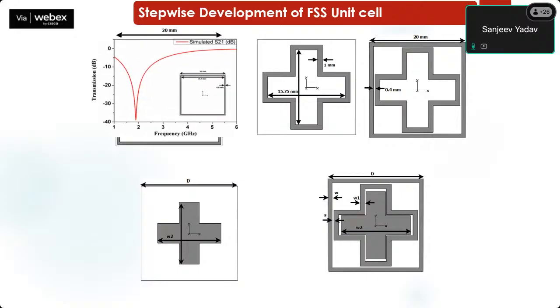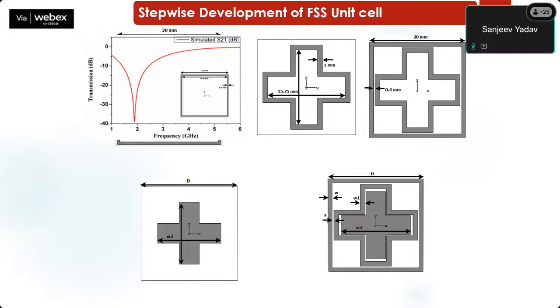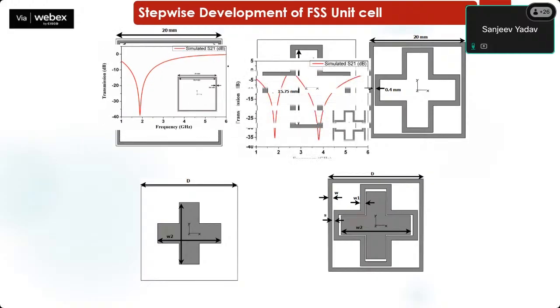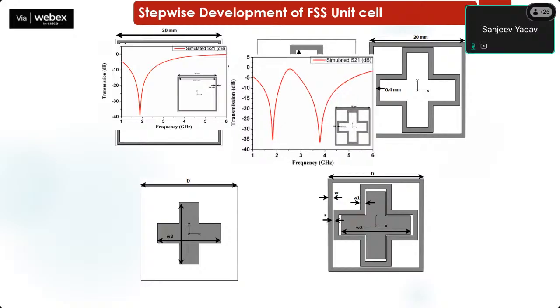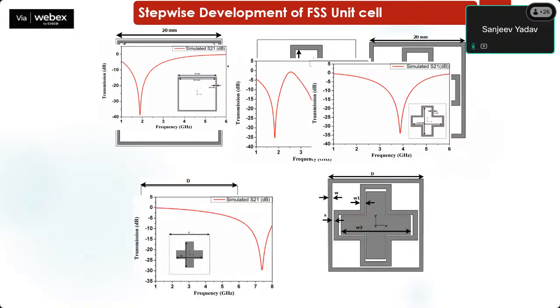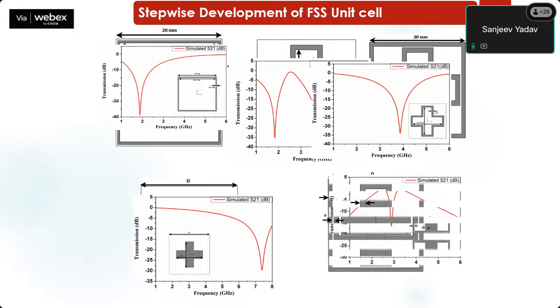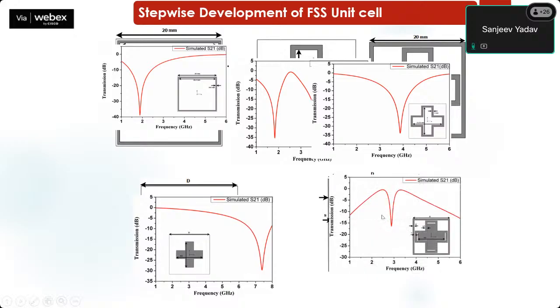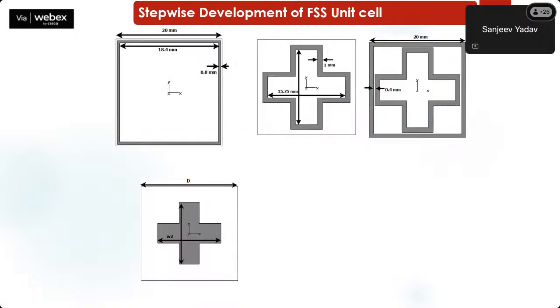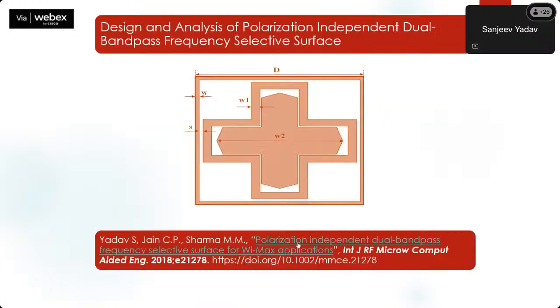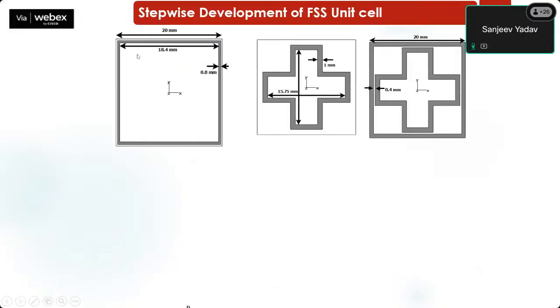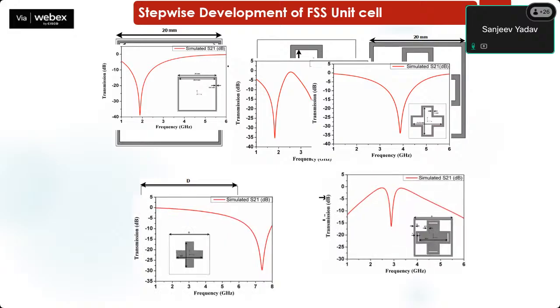For the first one, we are getting the resonance at approximately 1.8 gigahertz. Then by combining these two, we are getting two resonant bands. From this one, by combining here, you can see that we are getting one band here and one band here. As I told you, here we are going for band pass, dual band pass, two band pass are there.